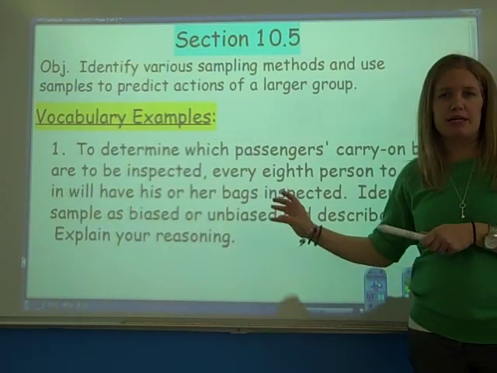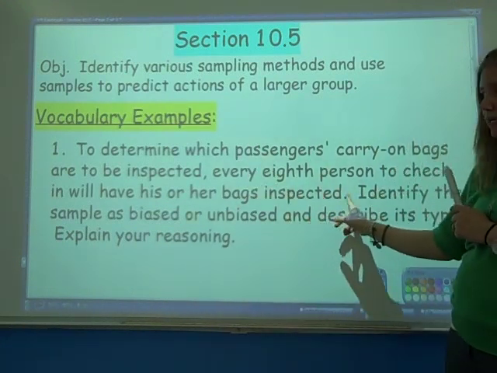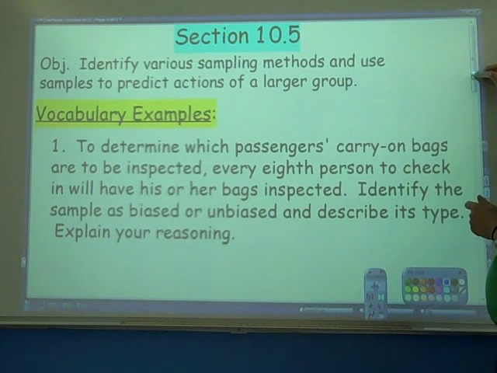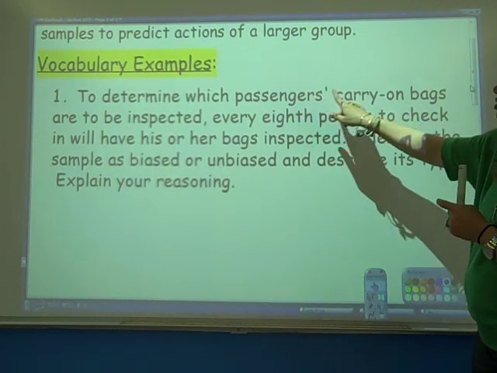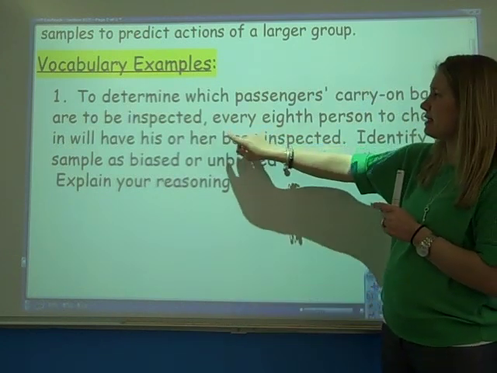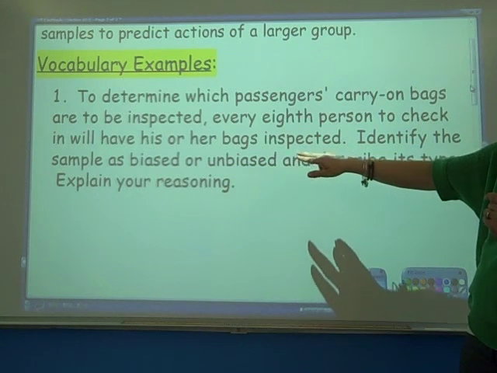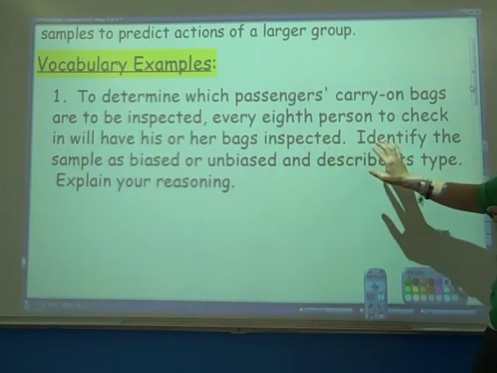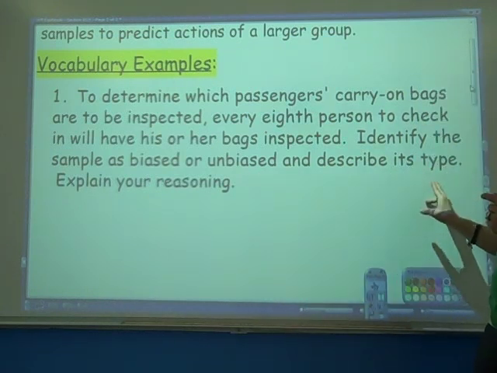I'm going to have you copy down this problem, but you do not have to copy down number 2. So yes, copy down this one. To determine which passengers' carry-on bags are to be inspected, every 8th person to check in will have his or her bags inspected. Okay? Identify the sample as biased or unbiased, and then describe its type.